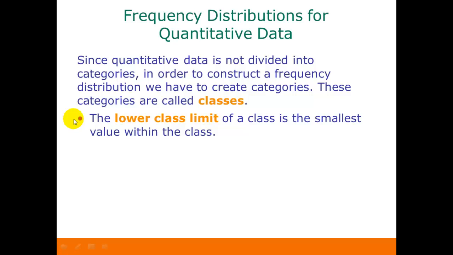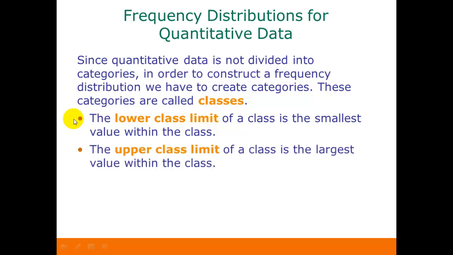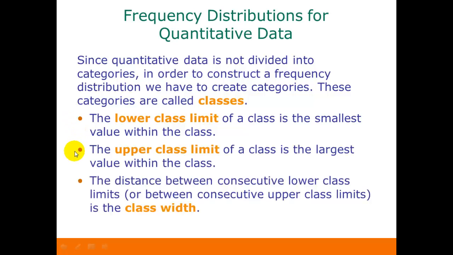So the lower class limit of a class is the smallest value within the class, and the upper class limit is the largest value within the class. The distance between consecutive lower class limits or between consecutive upper class limits is called the class width.